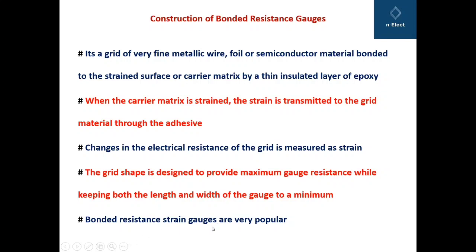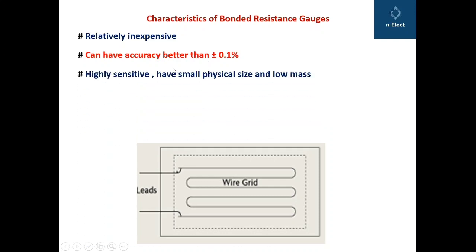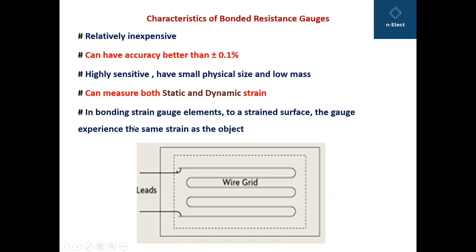Bonded resistance strain gauges are very popular. So far as the characteristics of bonded resistance gauges are concerned, they are relatively inexpensive, can have accuracy better than plus minus 0.1%. They are highly sensitive and have small physical size and low mass. They can measure both static and dynamic strain. In bonding strain gauge elements to a strained surface, the gauge experiences the same strain as the object, and here you can see how the bonded resistance gauge looks.